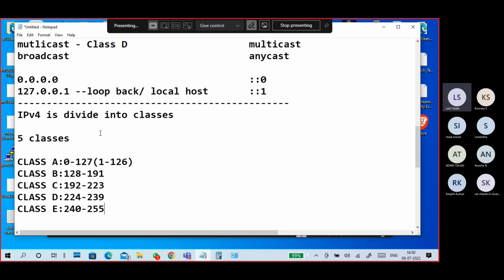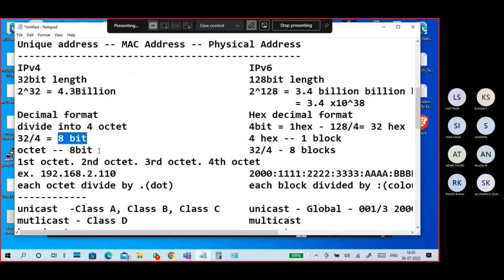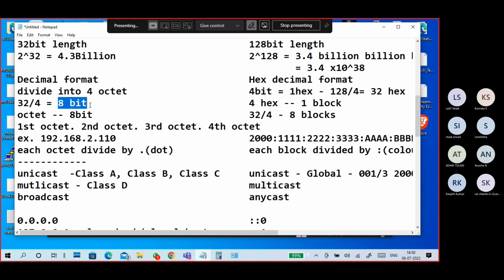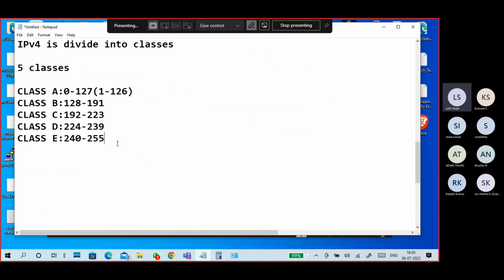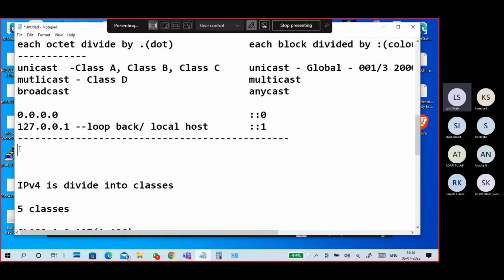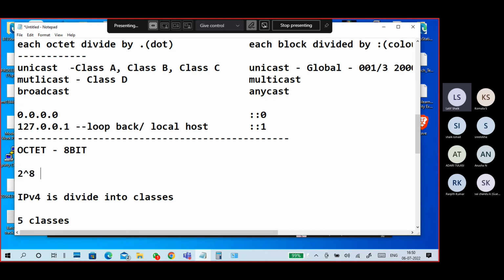The meaning is, it is 8 bits per octet, which means 2 to the power of 8. The maximum size of each octet is 8 bits only. So 2 to the power of 8 is 256. If you write 0 to 255, it is 256 values in total, because counting from 0 reduces one.